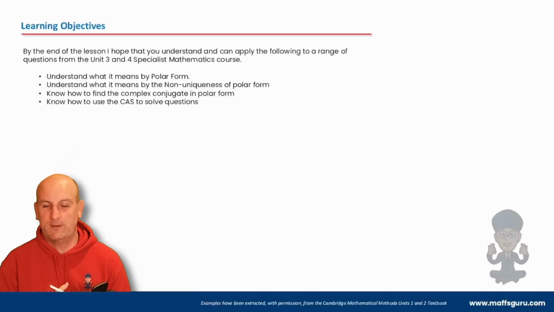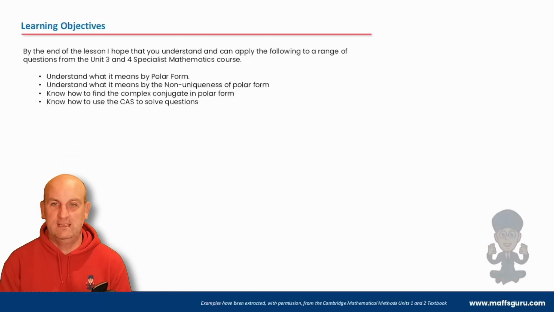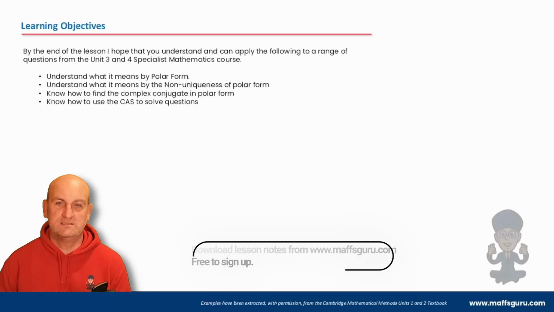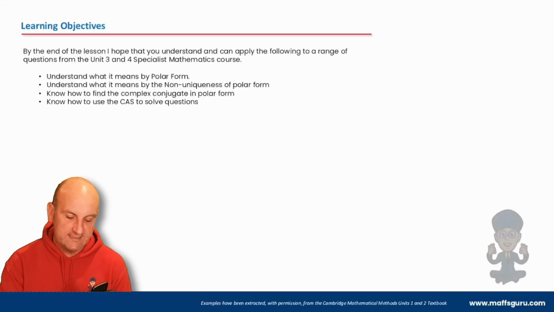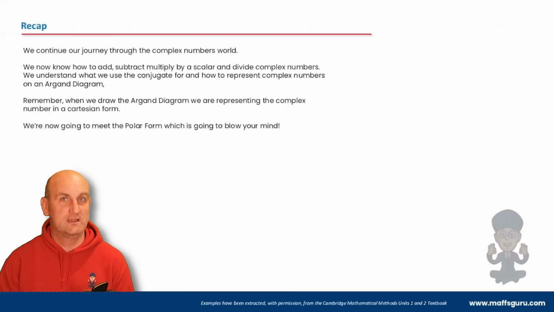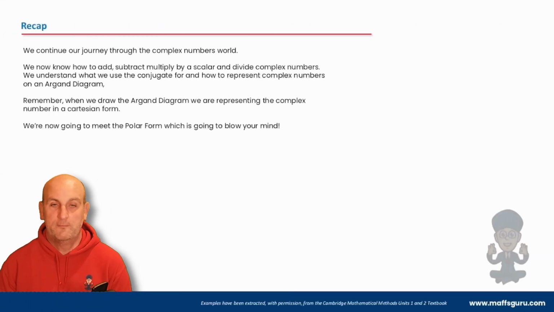Behind me are our learning objectives. Let's understand what it means by polar form, understand what it means to be the non-uniqueness of polar form, know how to find the complex conjugate in polar form, and know how to use the CAS to solve equations. And again, I say this every single lesson. Your CAS use is going to be critically important to this particular topic because using a CAS is going to make life much, much easier.